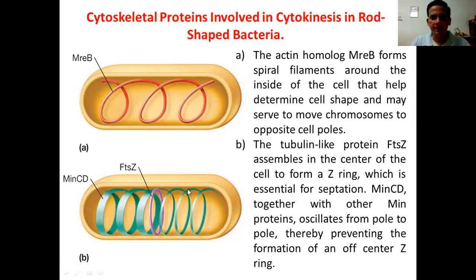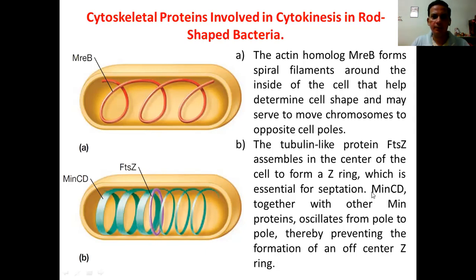Now in some other bacteria, there is another one, a tubulin-like protein, which is called FtsZ. This FtsZ assembles in the center of the cells and forms the Z-ring. This purple thing is the Z-ring. This particular Z-ring is responsible for septum formation.